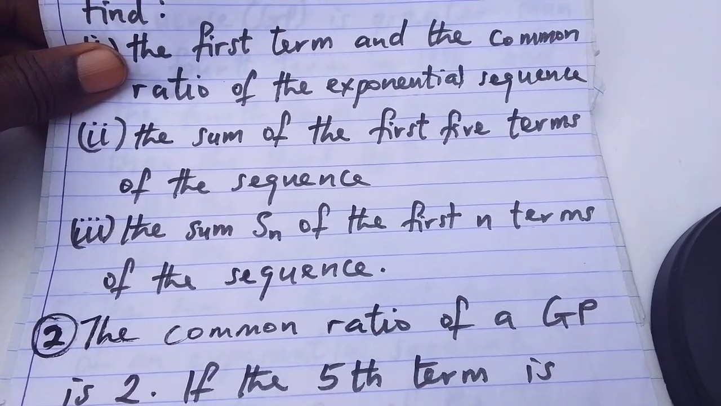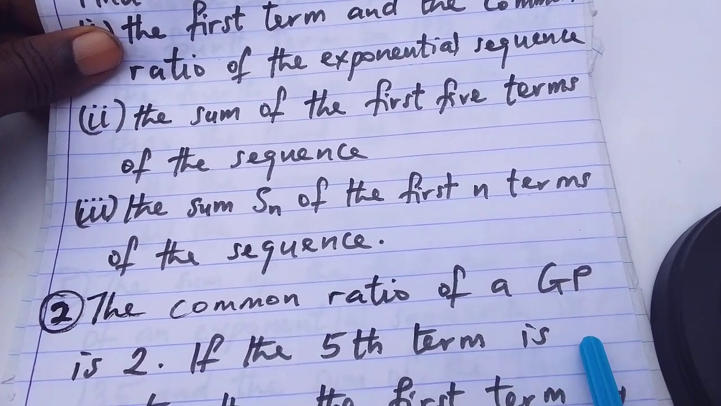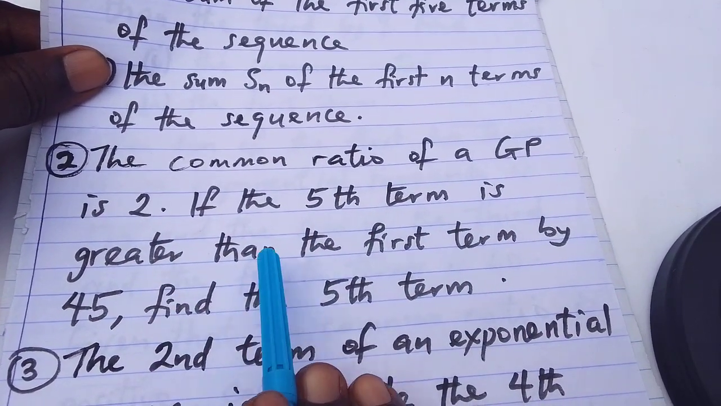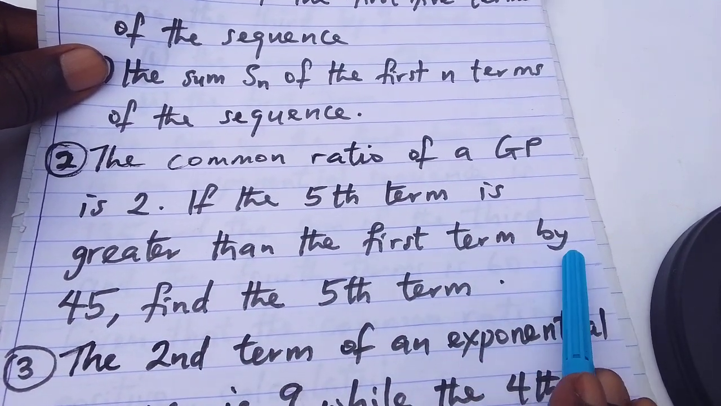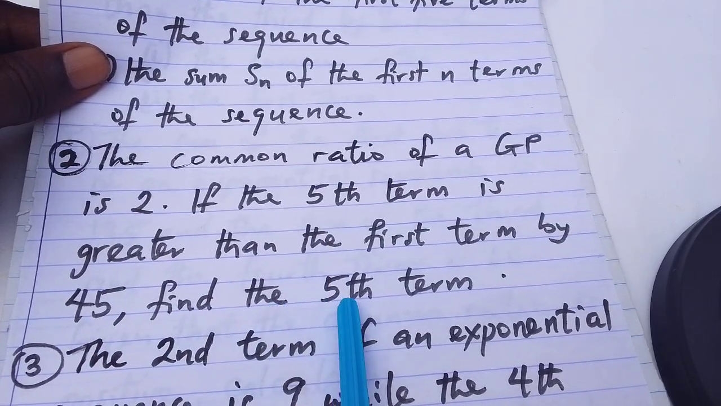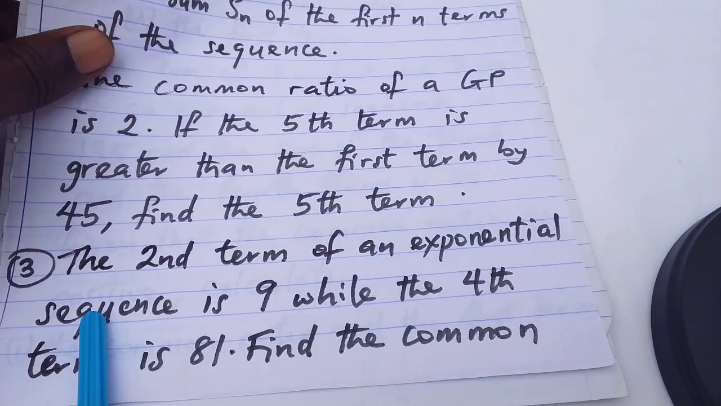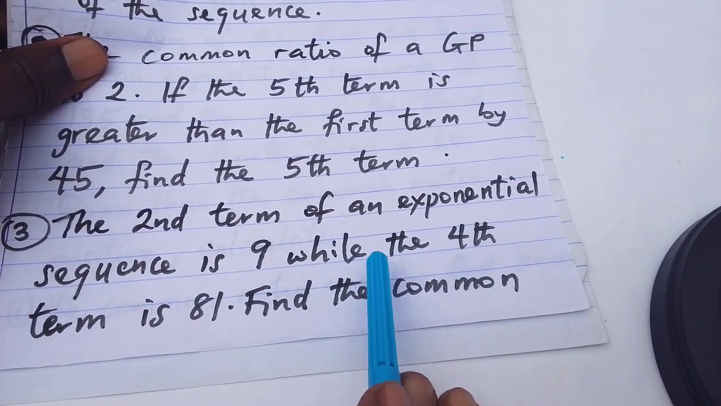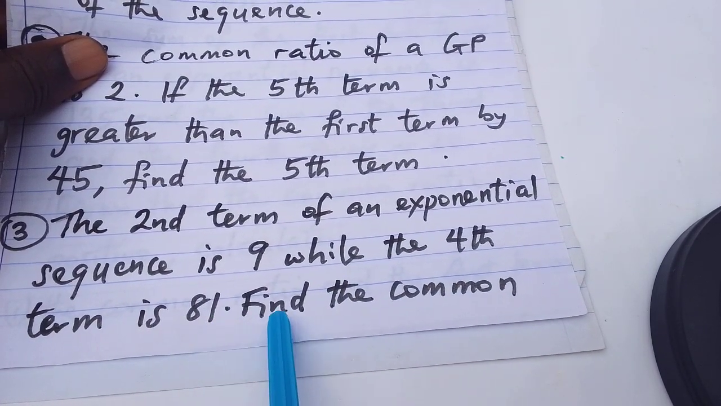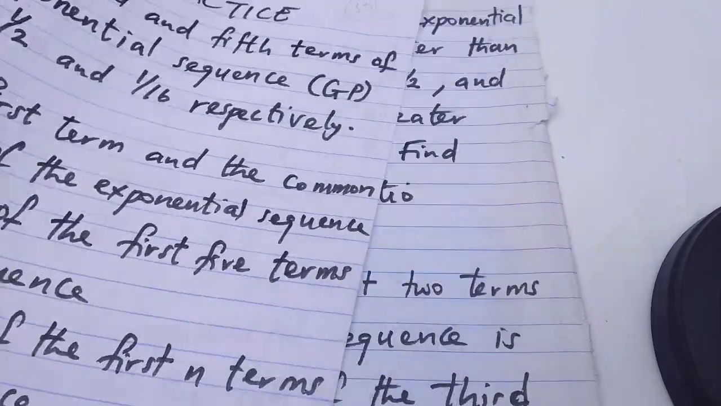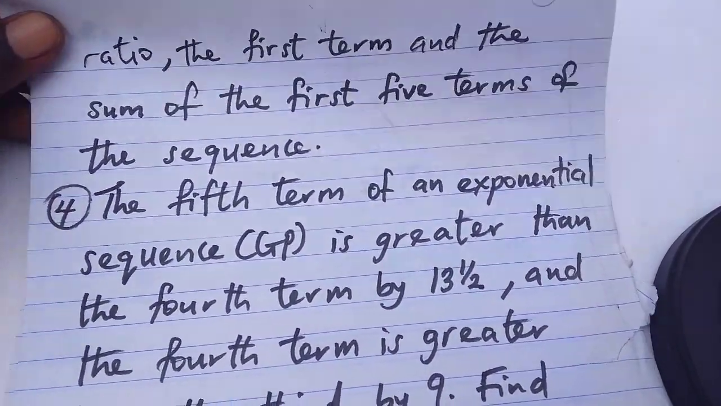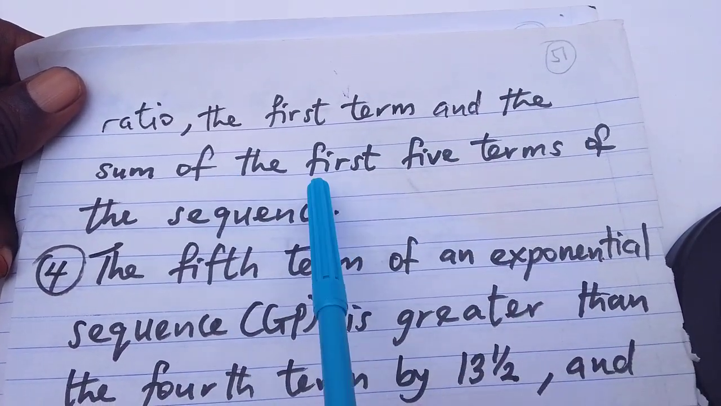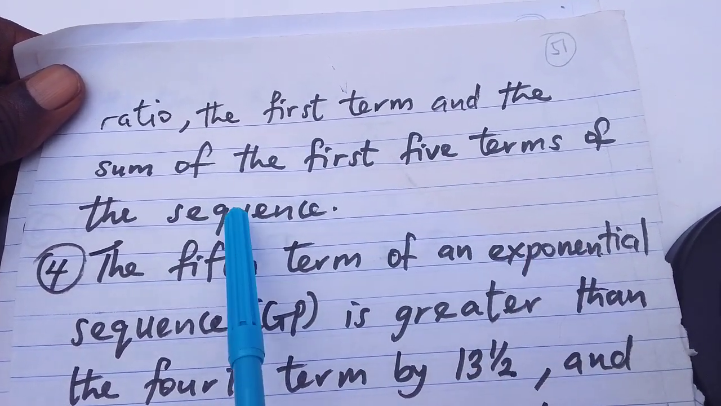Number 2: the common ratio of a GP is 2. If the fifth term is greater than the first term by 45, find the fifth term. Number 3: the second term of an exponential sequence is 9, while the fourth term is 81. Find the common ratio, the first term, and the sum of the first 5 terms of the sequence.